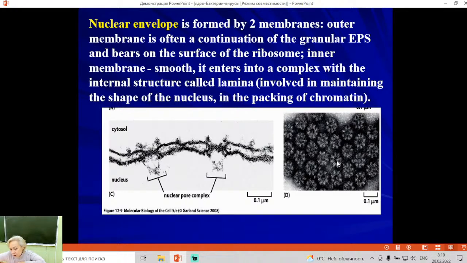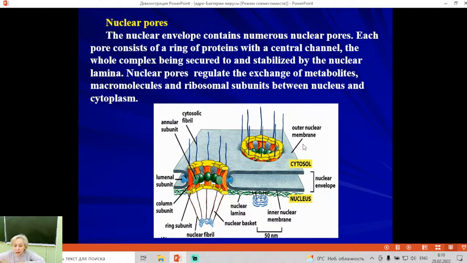On this slide, you see the surface of nuclear envelope. And these points, it's a lot of nuclear pores on the surface. Nuclear pores. Nuclear envelope contains numerous nuclear pores. Each pore consists of a ring of proteins, you see, with a central channel, the whole complex being secured to and stabilized by the nuclear lamina. Nuclear pores regulate the exchange of metabolites, macromolecules, and ribosomal subunits between nucleus and cytoplasm.